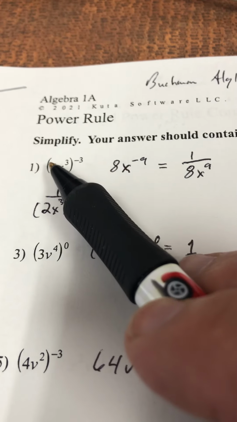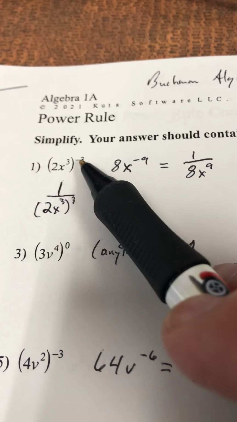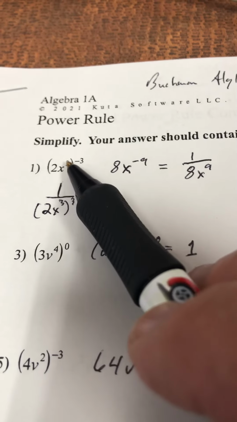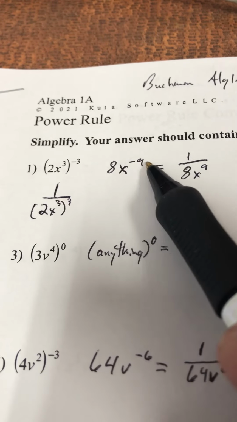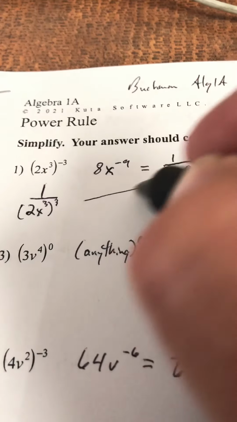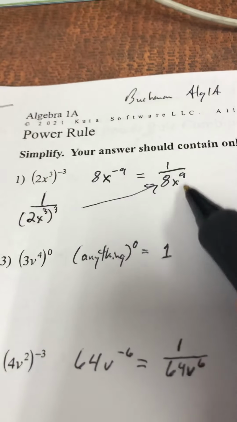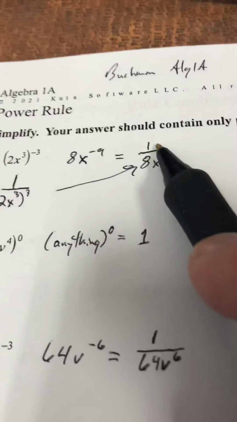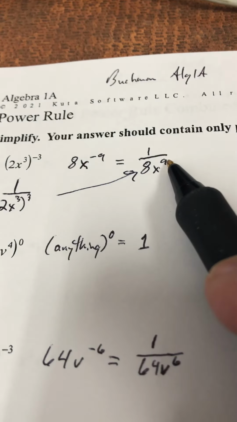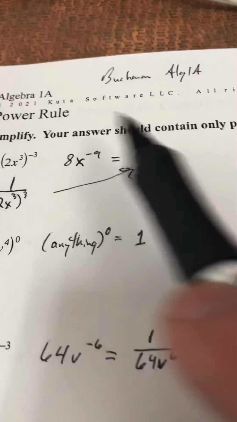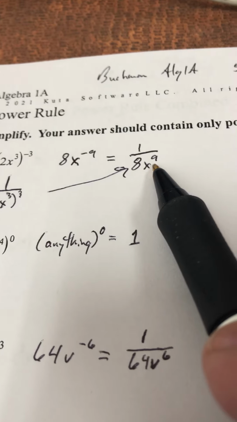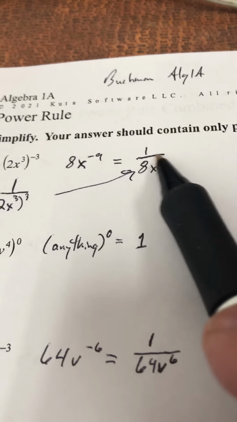Or when I did 2 to the negative 3 power, I got 8x, and 3 times negative 3 is negative 9. Put that underneath. You're going to end up in the same boat here at 1 over 8x to the 9th power. To get rid of that negative exponent, remember you put it down below and make it a denominator.